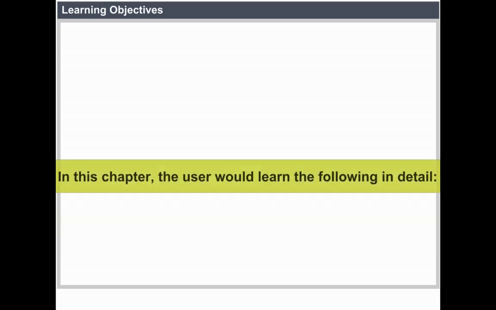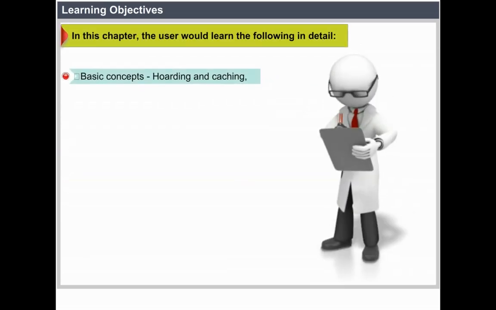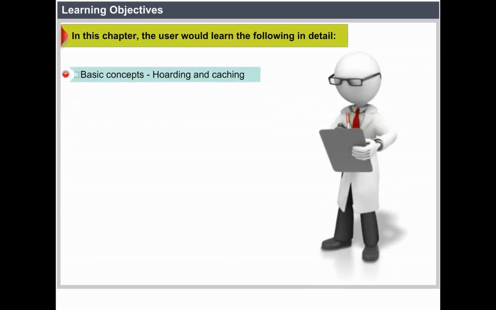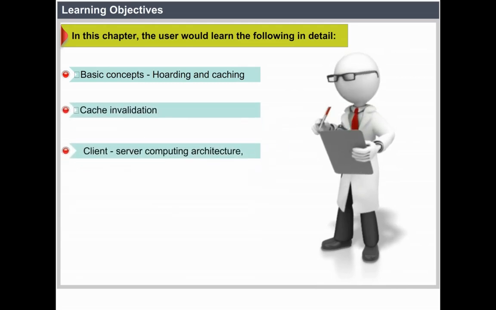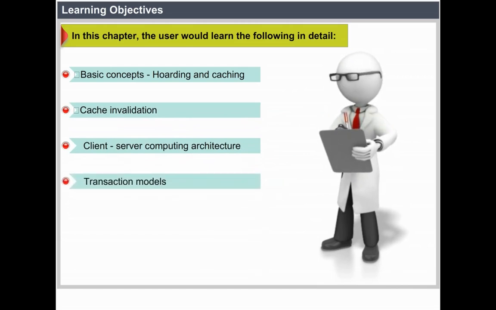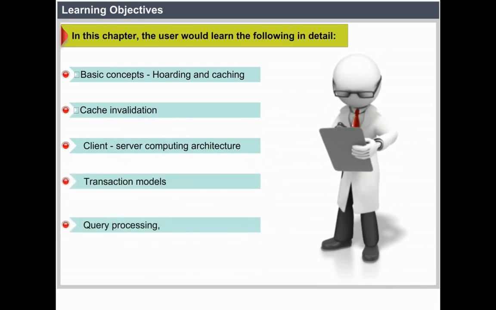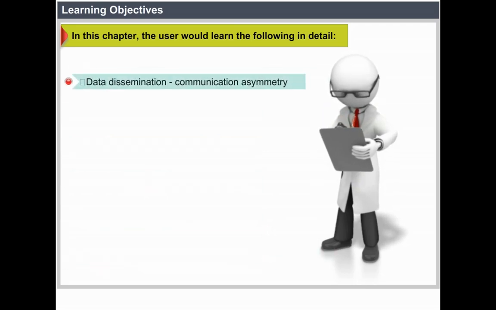Learning objectives. In this chapter, the user would learn the following in detail. Basic concept: hoarding and caching. Cache invalidation. Client-server computing architecture. Transaction models. Query processing. Data recovery.